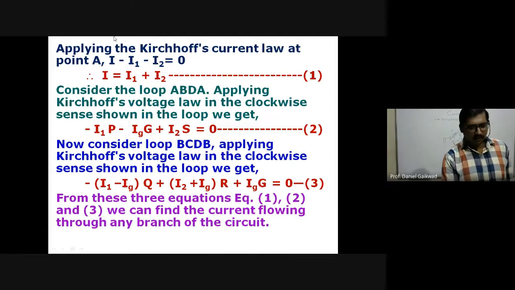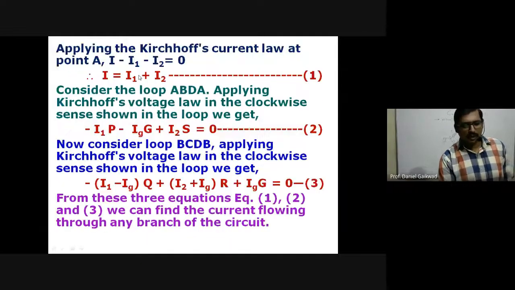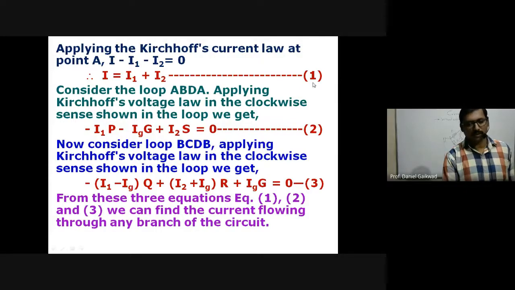So again check the circuit diagram. For point A, current I flows towards point A, I1 flows away, I2 again flows away. So I is taken as positive, I1 negative, I2 negative, and the addition of all these currents is equal to 0. That we have taken as the first equation. So I minus I1 minus I2 equal to 0, so I is equal to I1 plus I2. That is equation number 1.